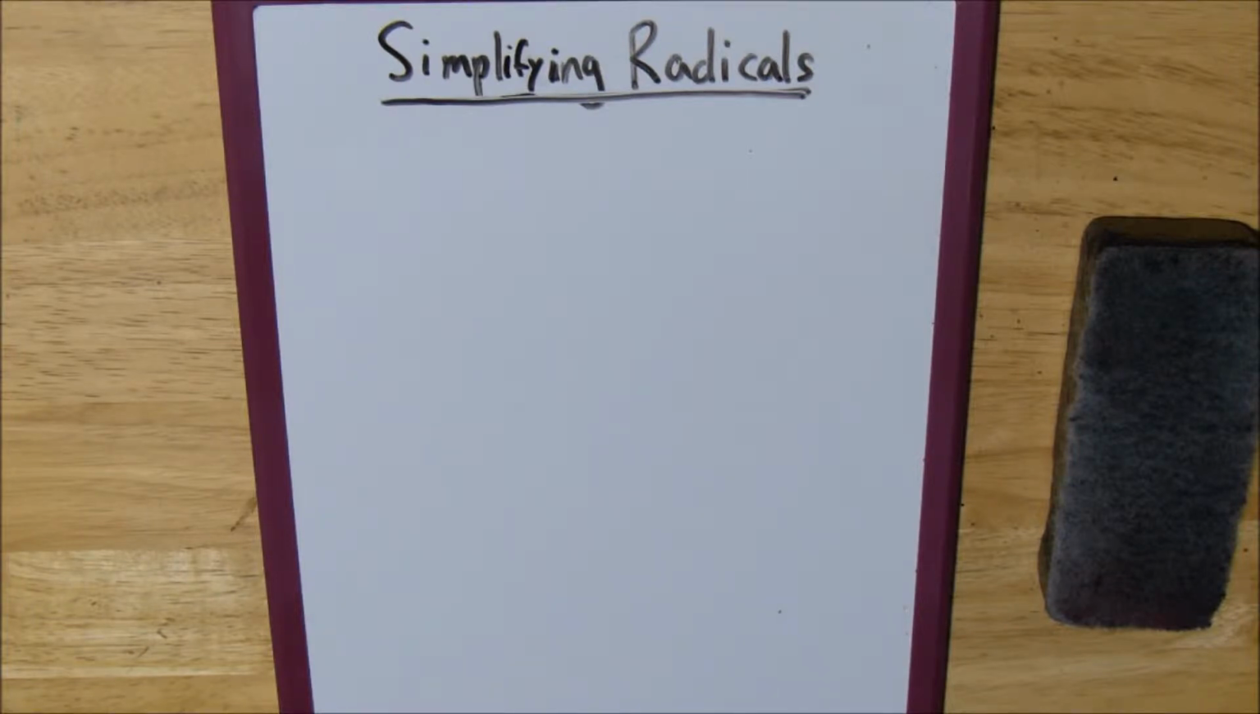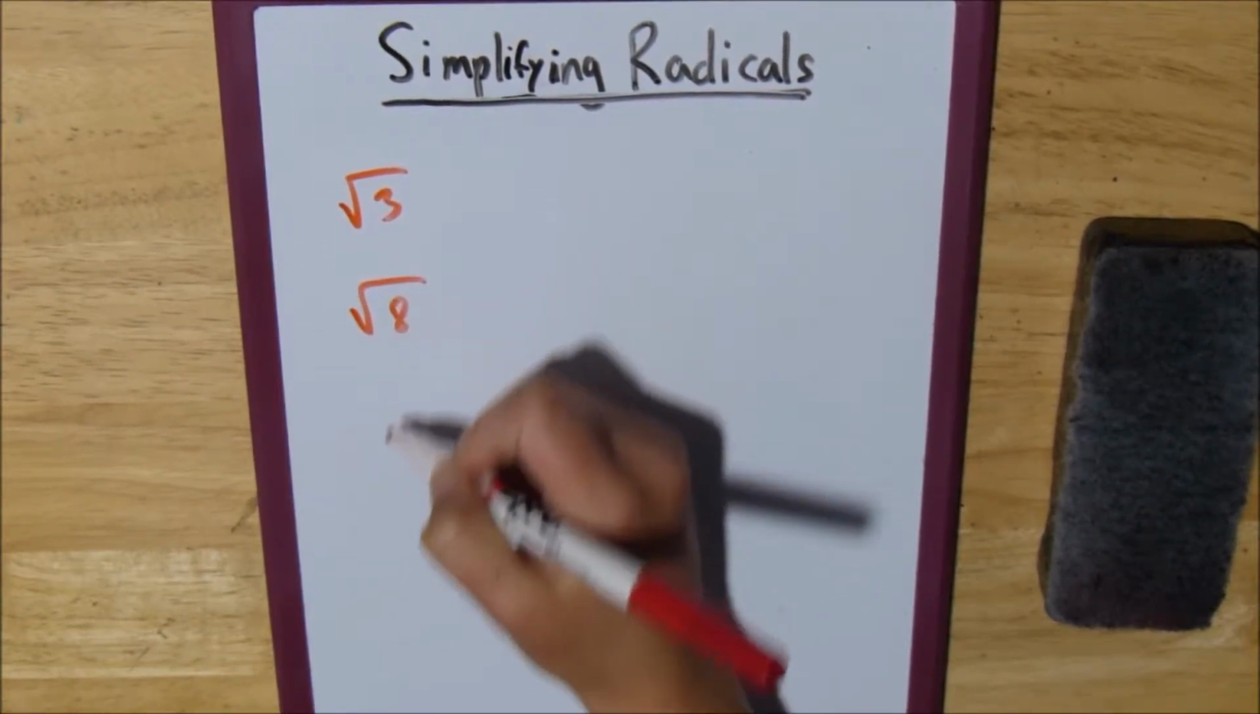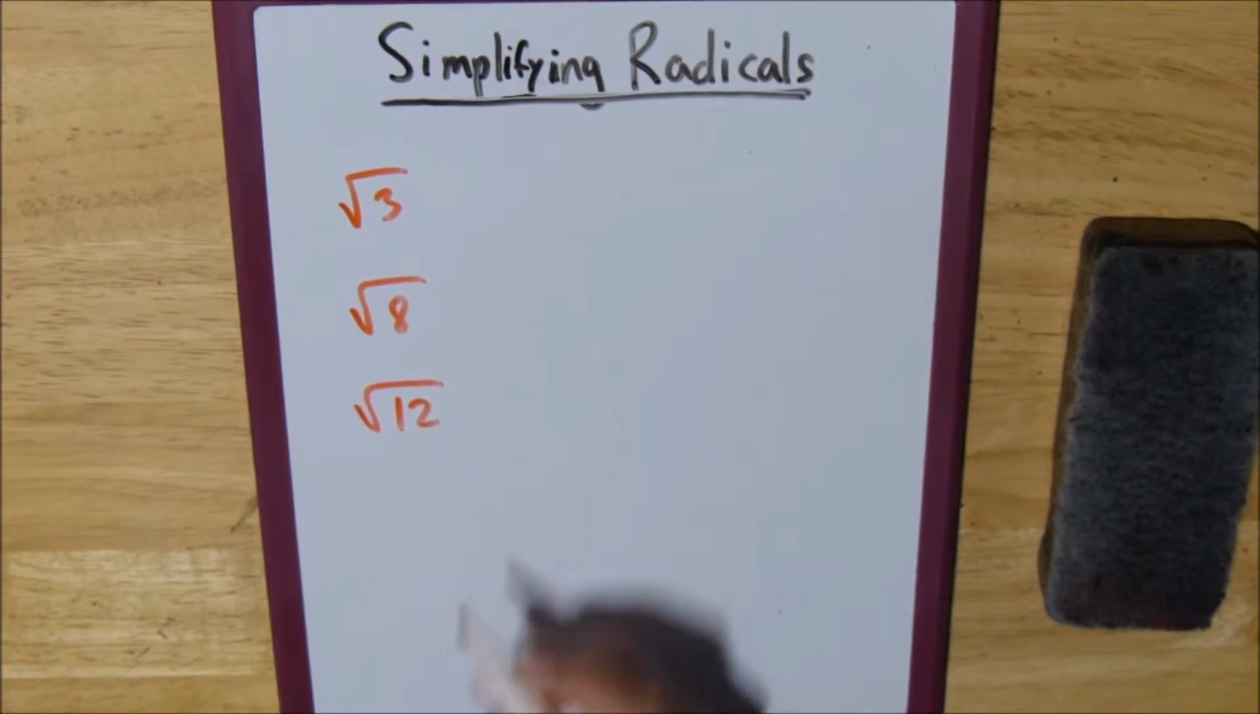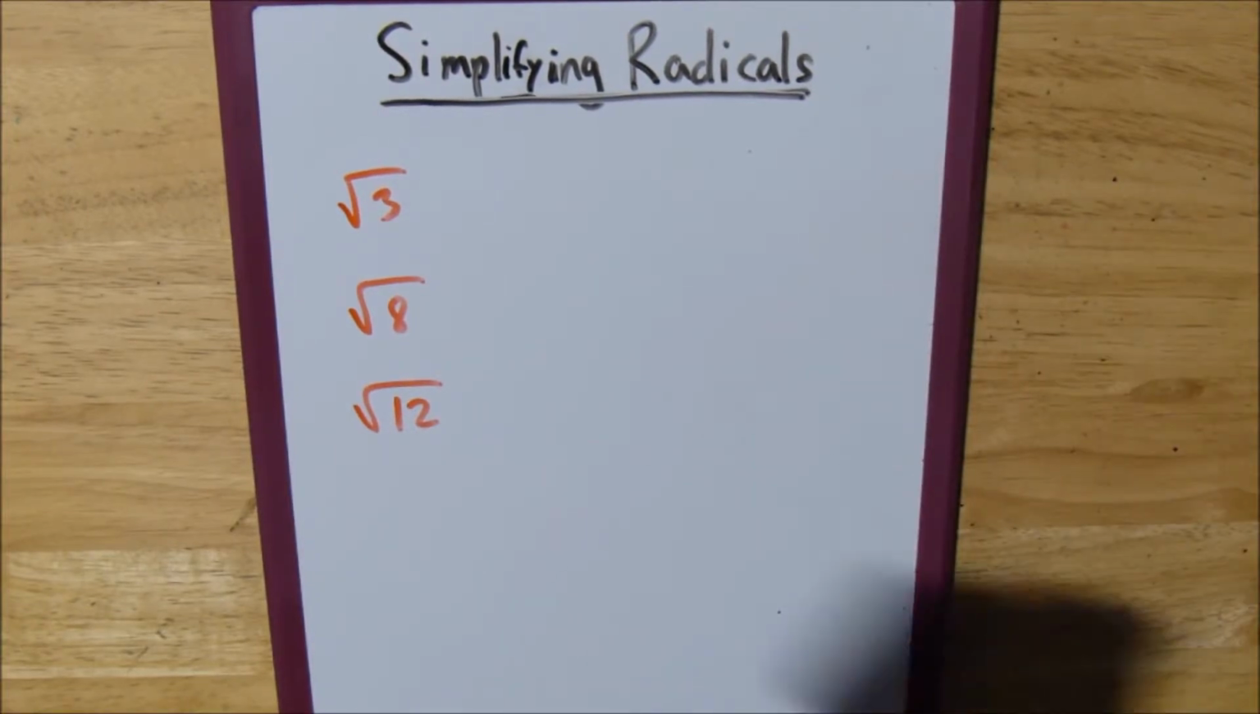So, let's start off with defining what a radical is. Square root of 3 is a radical. Square root of 8 is a radical. Square root of 12 is a radical. Basically, any number underneath a square root sign is what we call a radical. Okay?